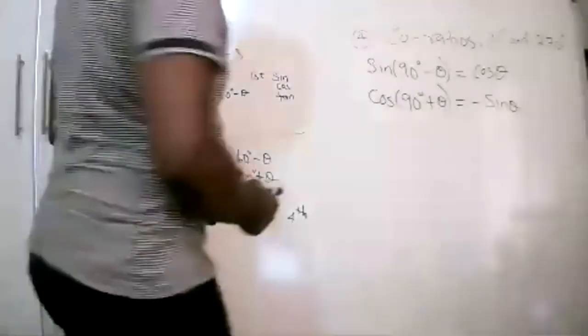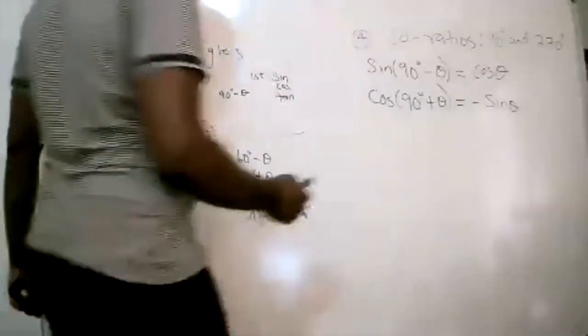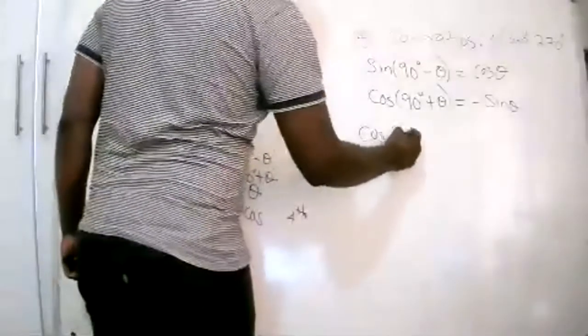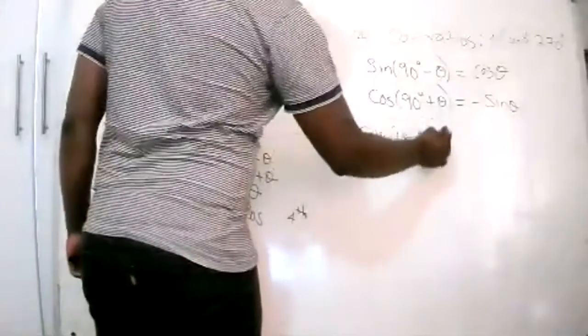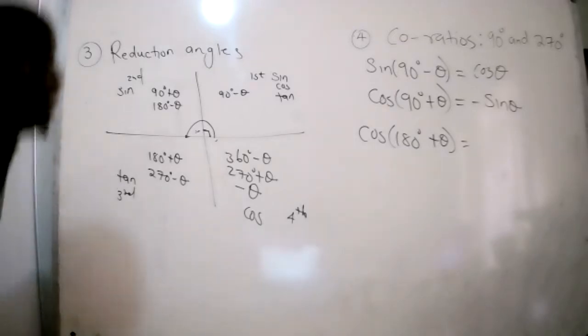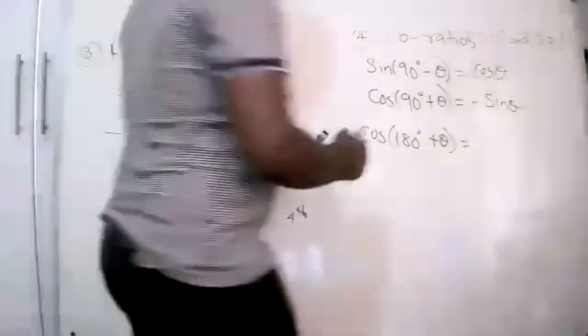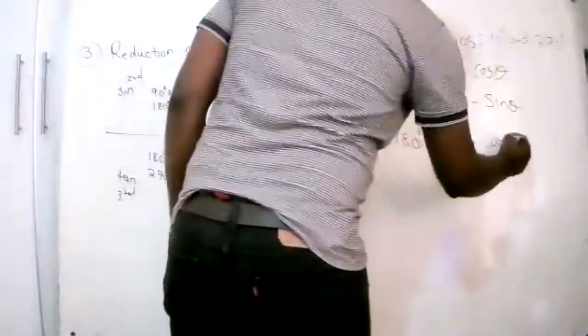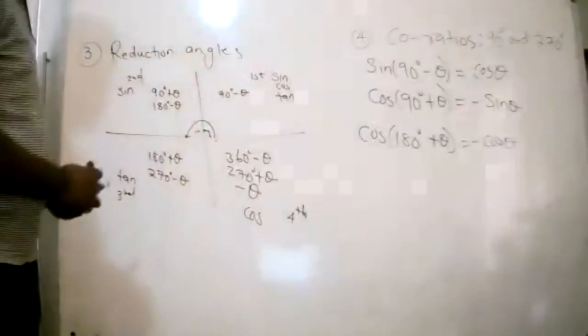Let me do other ones which are not a co-ratio. Let's say we have cos of 180 plus theta. Can any one of you tell me what may be the answer of this one? 180 is not a co-ratio. Can you tell me the outcome we're going to get? Negative cos theta. That is correct.